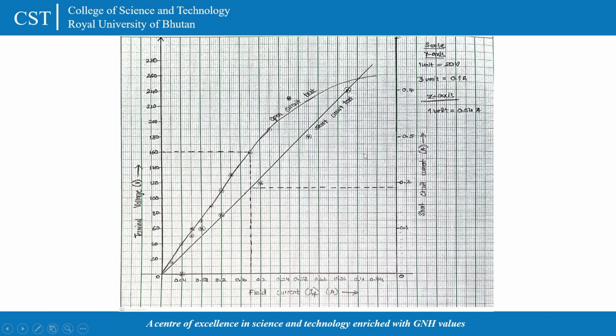And this is the curve which gives the open circuit characteristics and short circuit characteristics, with the terminal voltage and short circuit current on the y-axis with respect to field current.